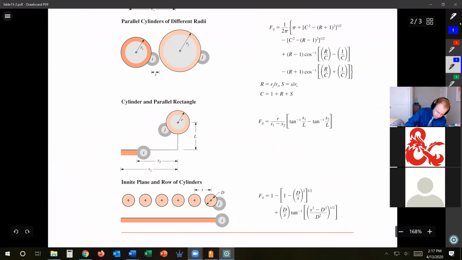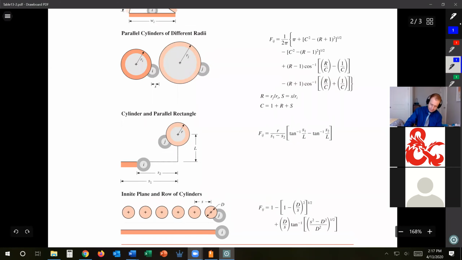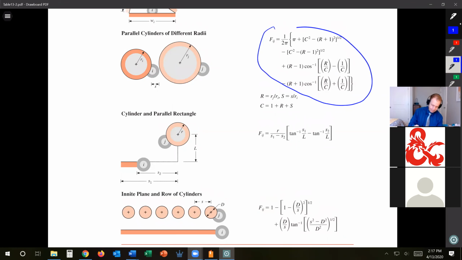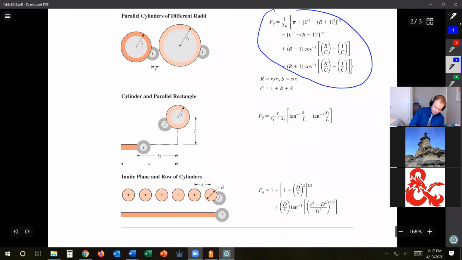These little gray circles are not part of the objects. That's just defining i and j. I don't know why they did it like that, but it's just two circles at different radii. So you've got a distance between the surfaces, you've got the radii. This is what the view factor between those two would be, from i to j. And then we've got a cylinder and a parallel rectangle, things like this. Again, these are not part of the objects. Those gray parts are not part of the objects.